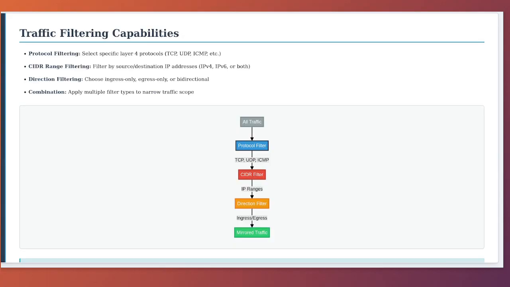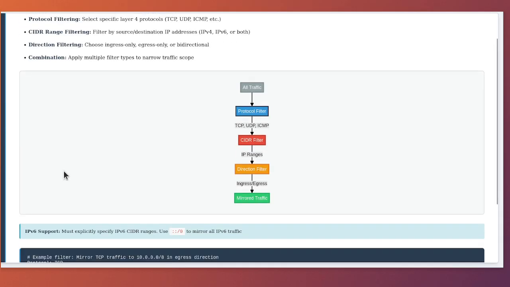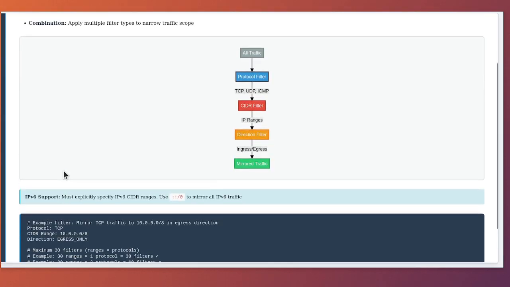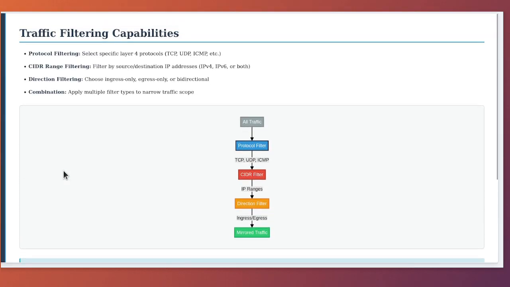Traffic filtering capabilities. By default, packet mirroring captures all IPv4 traffic from your mirrored sources, which could result in enormous amounts of data being duplicated. To help manage bandwidth consumption and focus on relevant traffic, Google Cloud provides sophisticated filtering capabilities. These filters allow you to narrow down exactly what traffic gets mirrored, or expand mirroring to include IPv6 traffic.